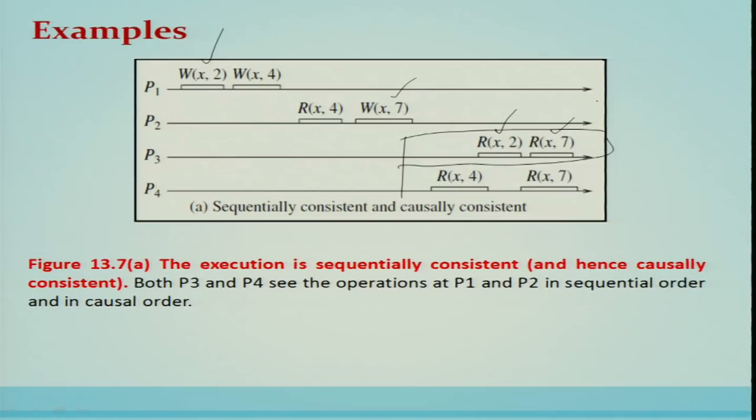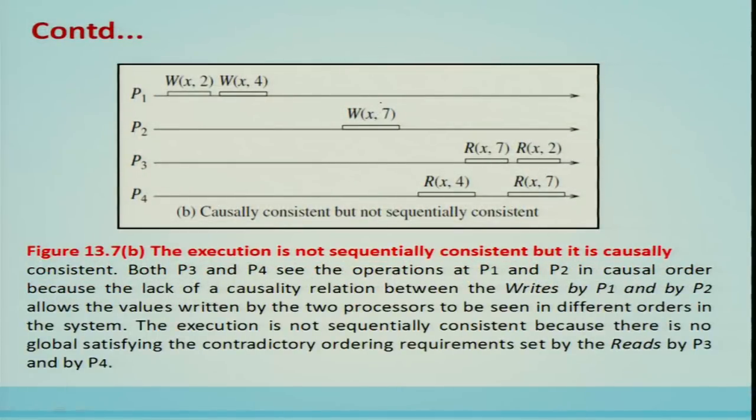Why? Because they are in sequential order as well as causally related order. Similarly, x4 and x7: x4 is there and x7 is there. So they are causally related as well as sequential, so this example is sequentially consistent as well as causally consistent. The next example shows that the execution is not sequentially consistent but causally consistent. That means causal consistency is a weaker model, which this particular example will show, whereas sequential consistency is not followed.